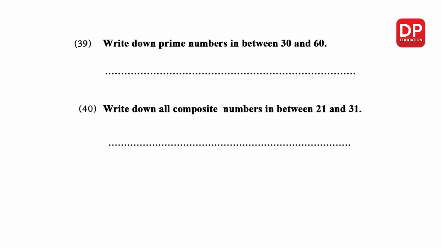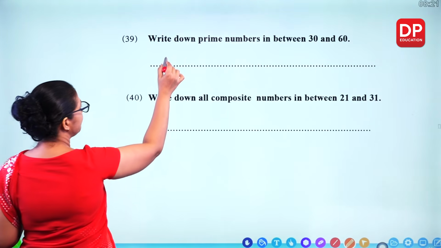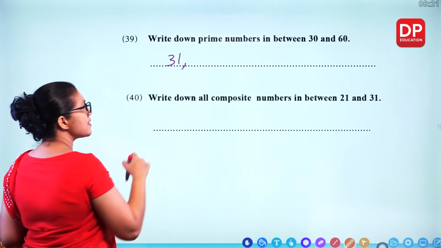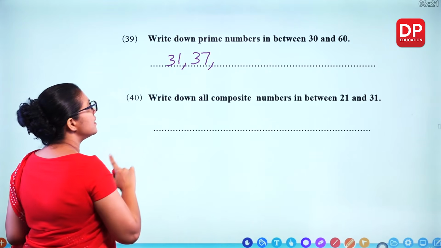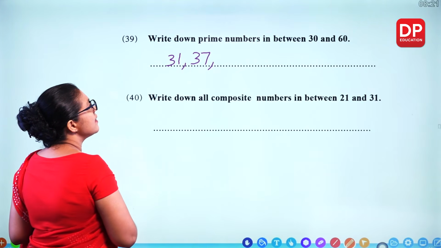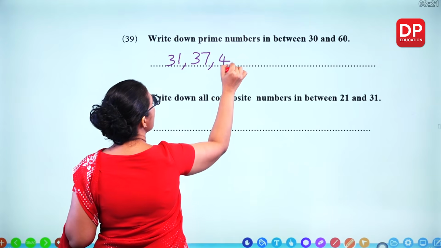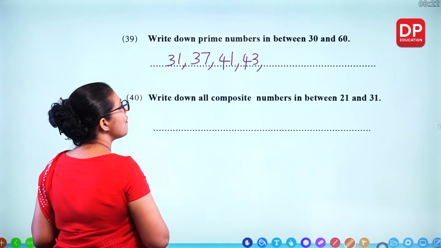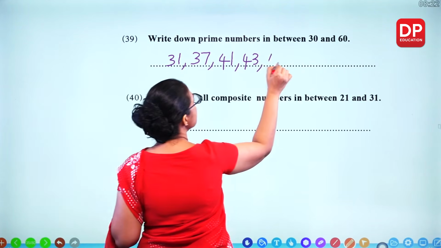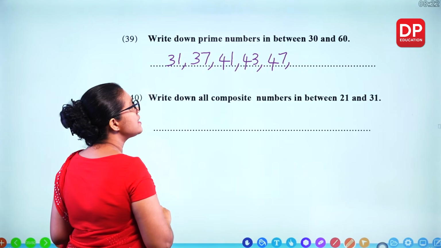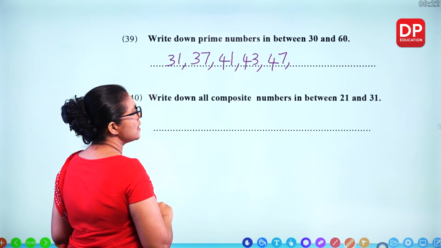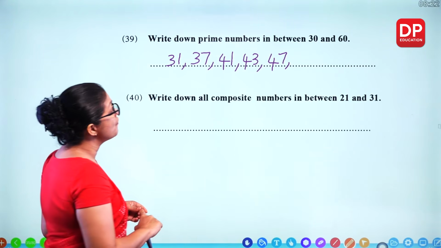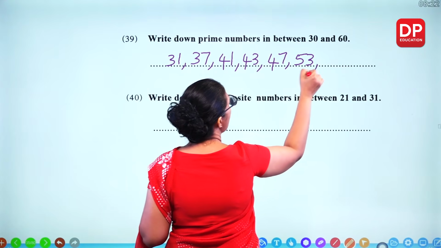Write down prime numbers in between 30 to 60. 31 is a prime number. 32, 33, 34, 35, 36, 37 is a prime number. 38, 39, 40, 41 is a prime number. 42, 43 again. 44, 45, 46, 47 is another prime number. 48, 49, 50. 51, you can divide by 3. 52, 53 is a prime number.